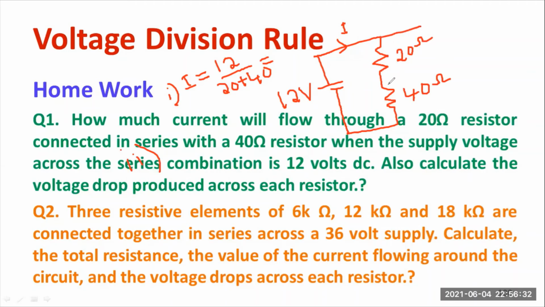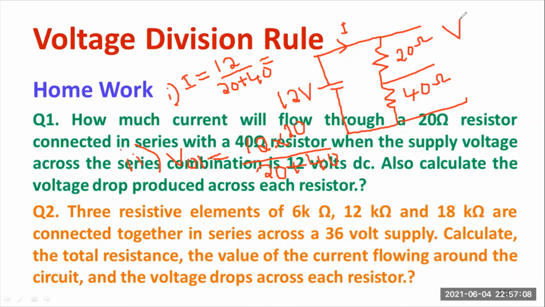Now I would like to calculate the voltage across this particular resistor, 20 ohm. Let me call it V01. V01 is equal to the total voltage, 12 volt, into the resistance across these two points, that is 20, divided by the total resistance, which will be 20 plus 40. That means 12 into 20, 240, divided by 60. That could be the answer for the voltage across the 20 ohm resistance.